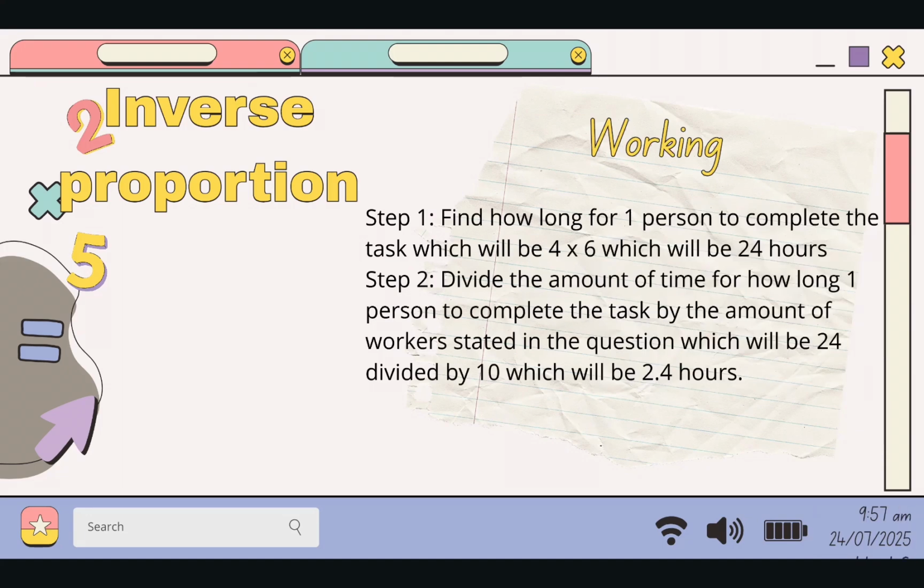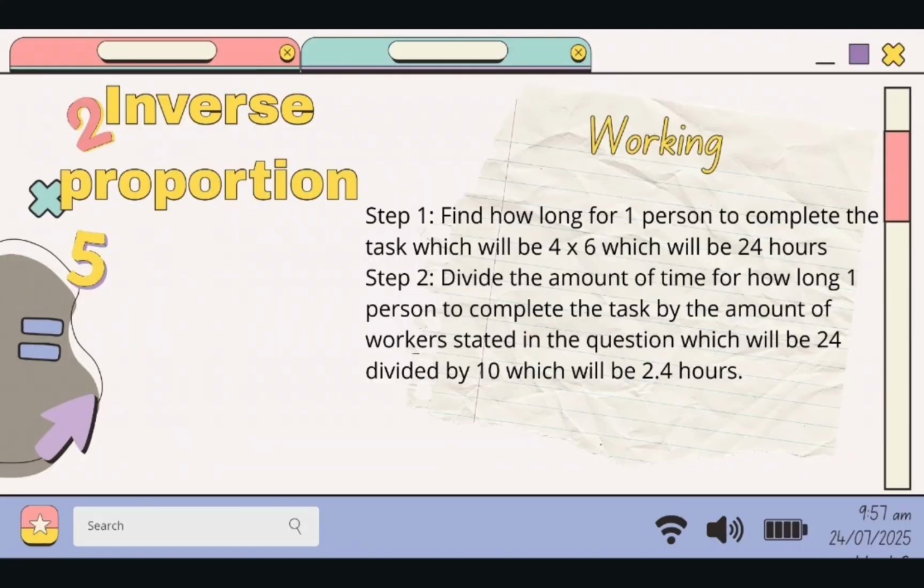Step one is to find how long it takes one person to complete the task, which is the number of men times the time in the statement, which will be 24 hours. The second step is to divide the time for one person to complete the task, which is 24 hours, by the number of workers stated in the question. So it will be 24 divided by 10, which will be 2.4 hours.